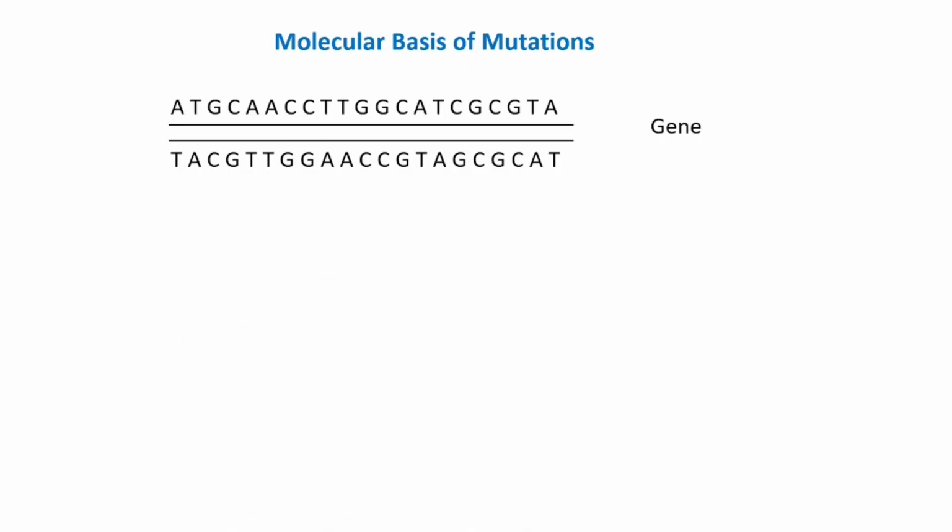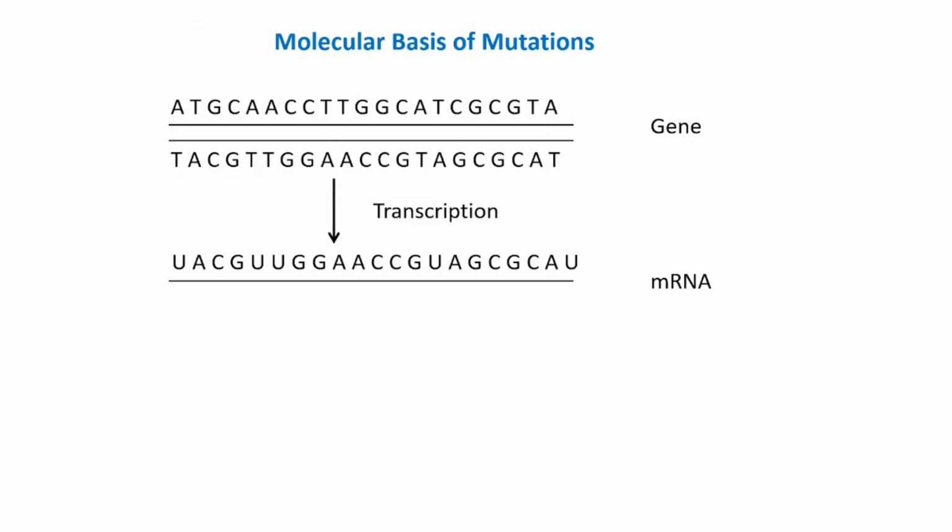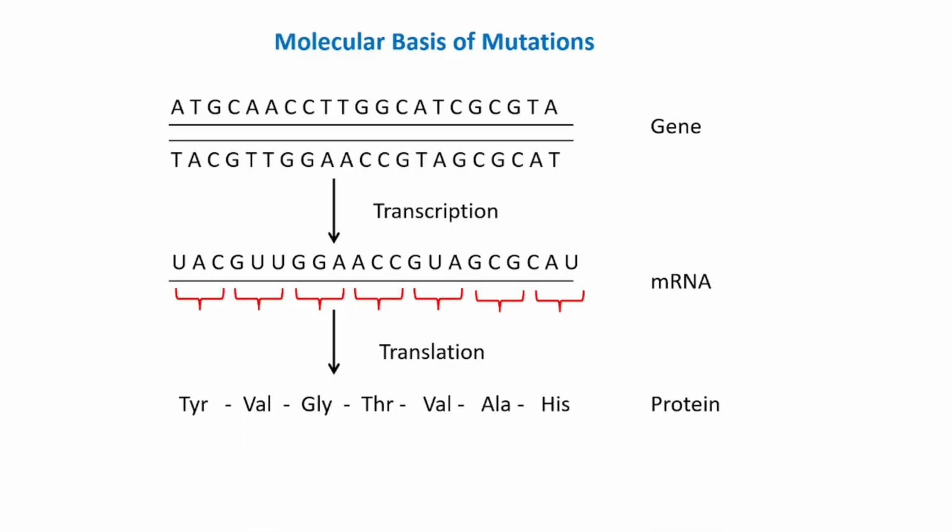A gene refers to a set of nucleotides that specifies the sequence of an RNA or protein. Changes in the coding portion of the DNA may alter the amino acid sequences of proteins. For example, the figure on your screen shows a gene with a particular sequence of nucleotides. The transcription results in the formation of an mRNA with a specific sequence of codons. The mRNA is translated to give a protein with a particular sequence of amino acids. In this case, the sequence of amino acids is tyrosine, valine, glycine, threonine, valine, alanine, and histidine.